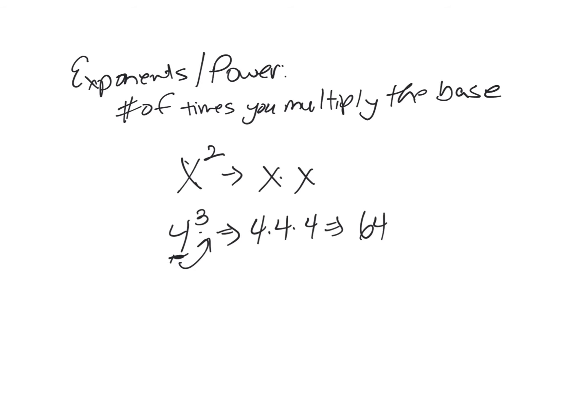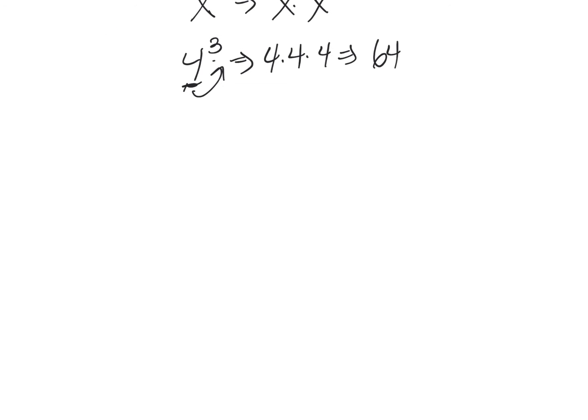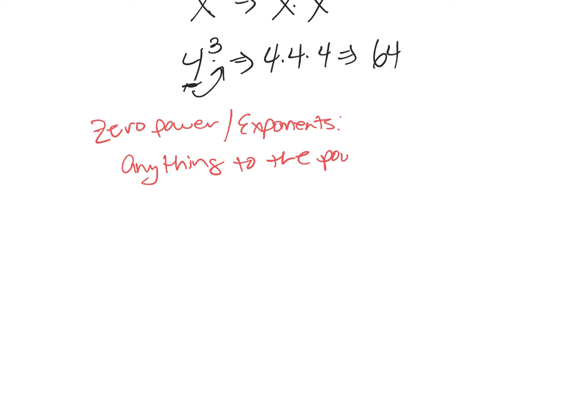So the first thing that we're going to talk about is one of the rules. We have some rules with these, of course. One of the rules is the zero power rule or zero exponent rule. An exponent or power, we can say those interchangeably. So the zero exponent or zero power rule means anything to the power of 0 is 1. Anything to the power of 0 is 1. Okay, so it's important to understand what is your base.